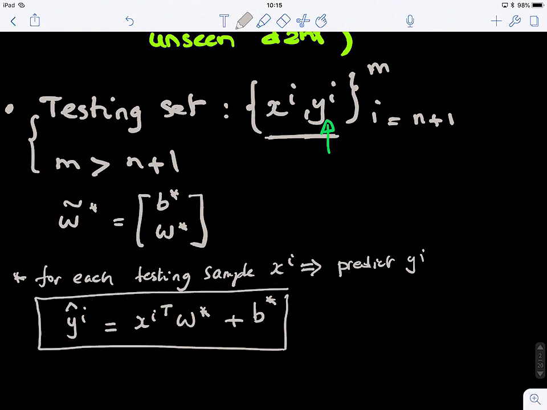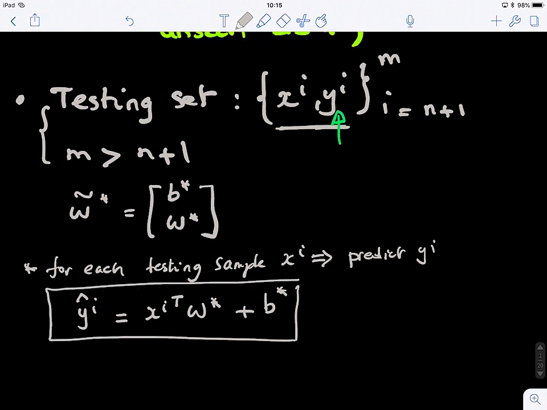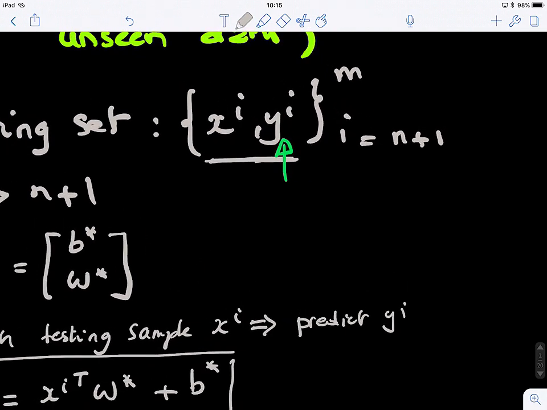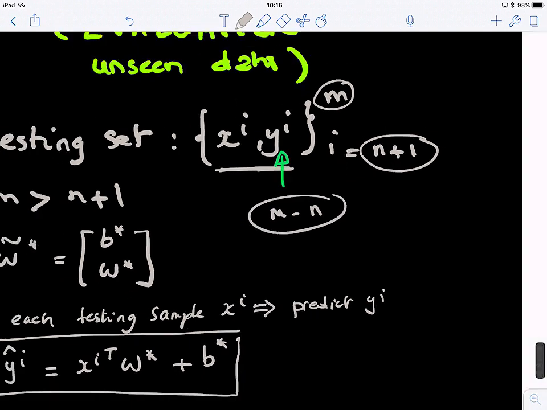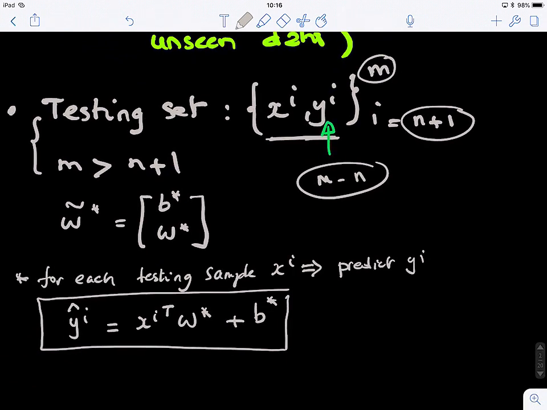And after we get our prediction for all testing samples, how many samples do we have here? If you know how to count the number of items in a set, this is the maximum number, this is like min and max. So usually it's max minus min plus 1, right? So m minus (n plus 1) plus 1, so m minus n samples. So how many times will you test your model in this case? You run it m minus n times, because you will do m minus n predictions.